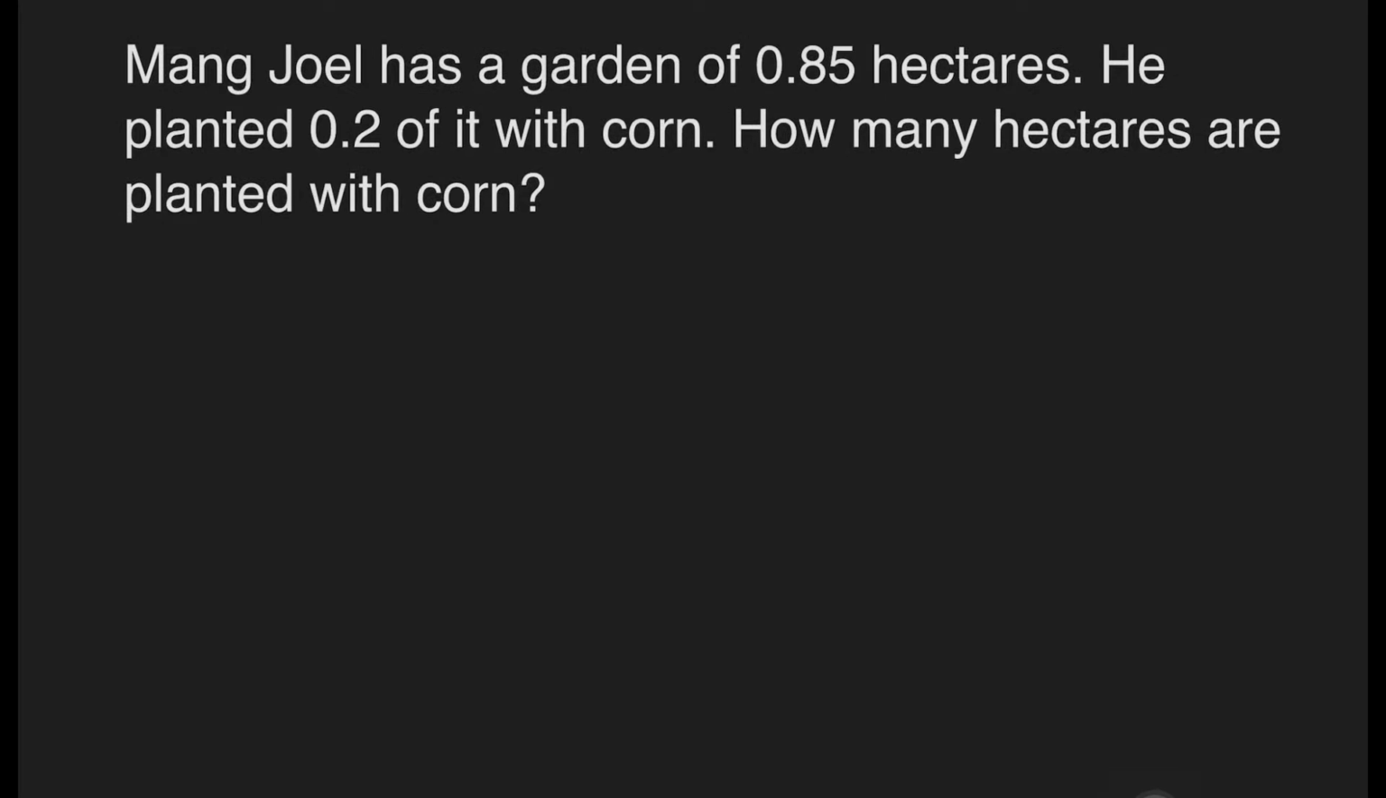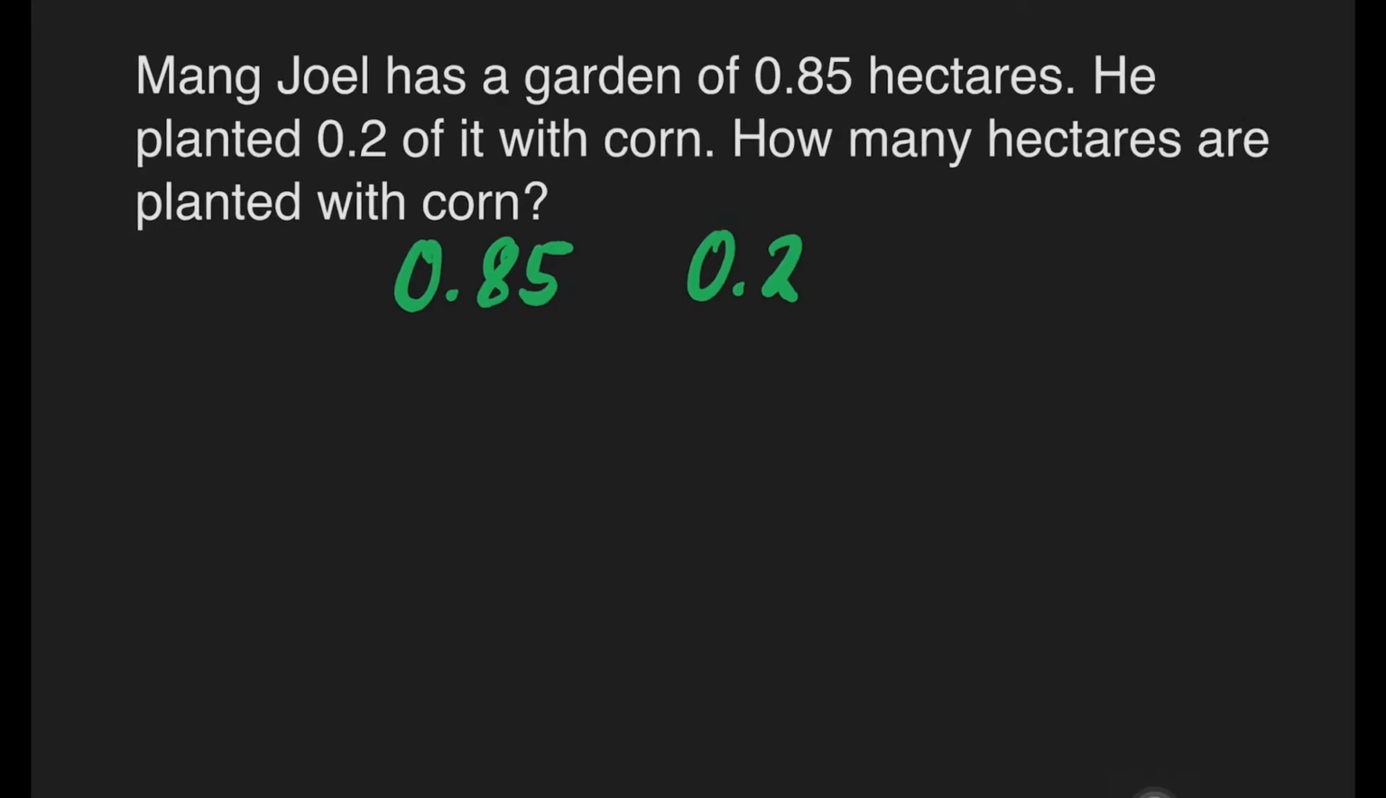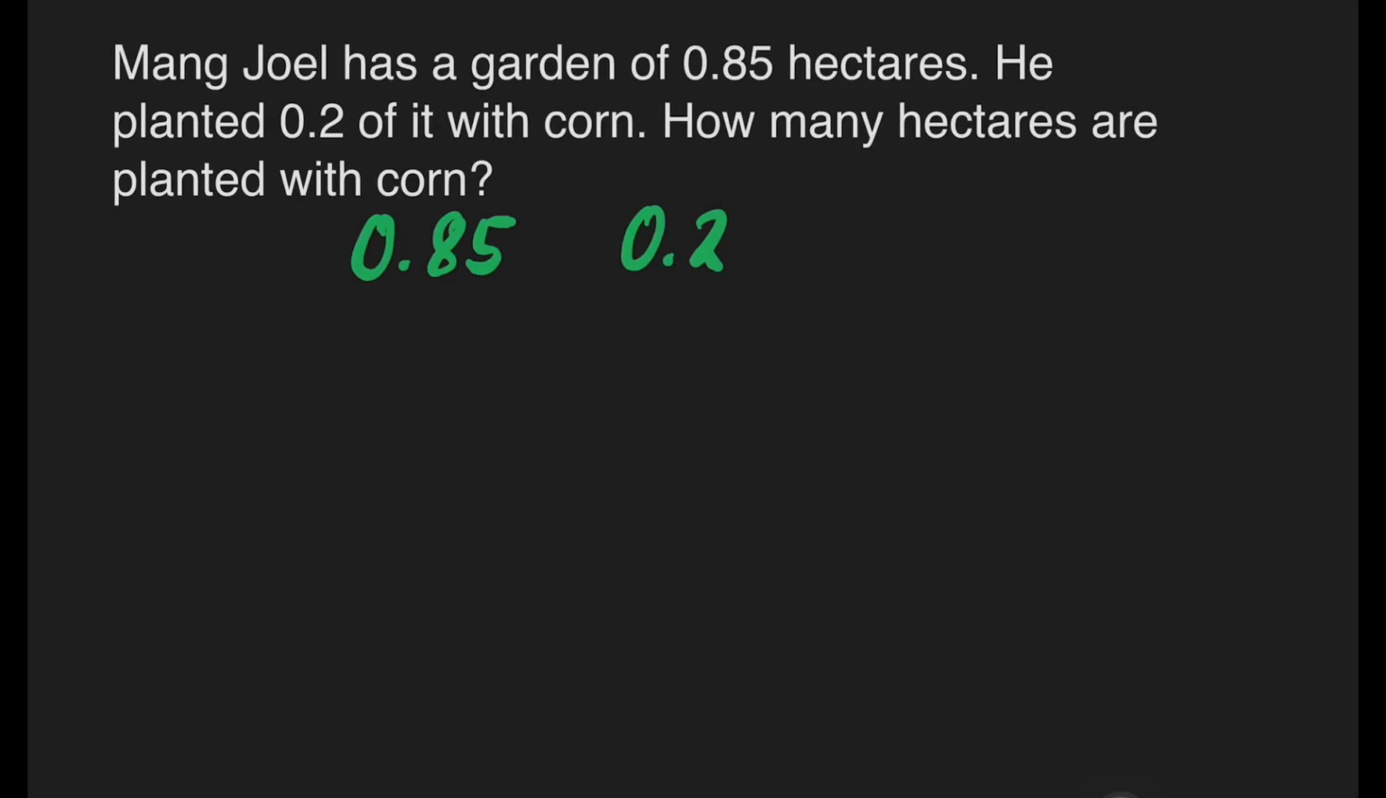What are the given in this problem? We have 85 hundredths and 2/10. We will multiply these two decimals in order to get the answer. How do we multiply decimals? In multiplying decimals, it is just like multiplying whole numbers. Place the decimal point after the product. The number of decimal places in the factors must be the same as the total number of decimal places in the product. Now we are ready to go for the multiplication of these decimals.